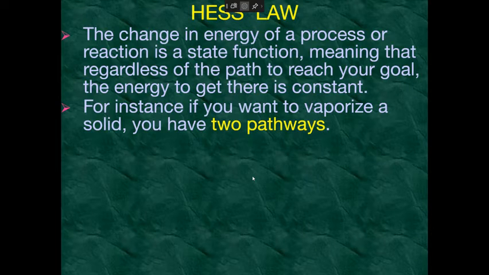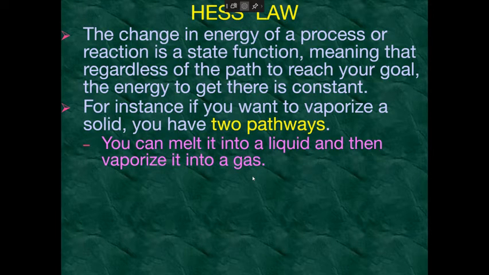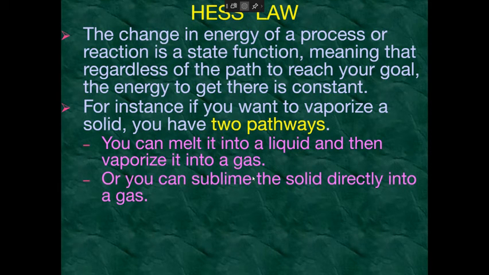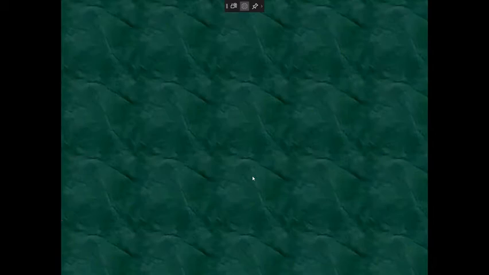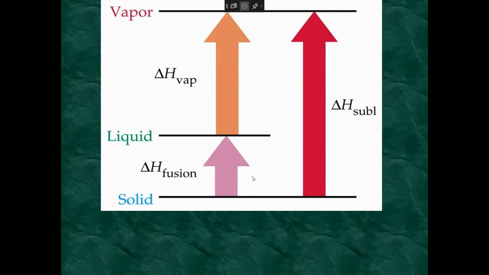For instance, if you want to vaporize a solid, you have two pathways. You can either melt it into a liquid and then take that liquid and vaporize it into a gas, or you can sublime it straight from a solid directly to a gas. Either path gets the desired result, and either path requires the same amount of heat energy. This is what Hess's law is. Let's look at what a picture of that looks like. So you see the amount of energy we have to spend for the enthalpy of fusion added to the amount of energy that we have to spend for the enthalpy of vaporization is equal to the amount of energy of enthalpy of sublimation.